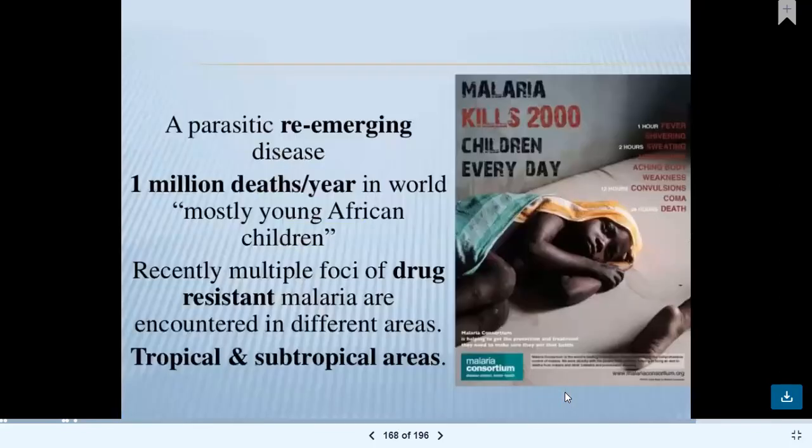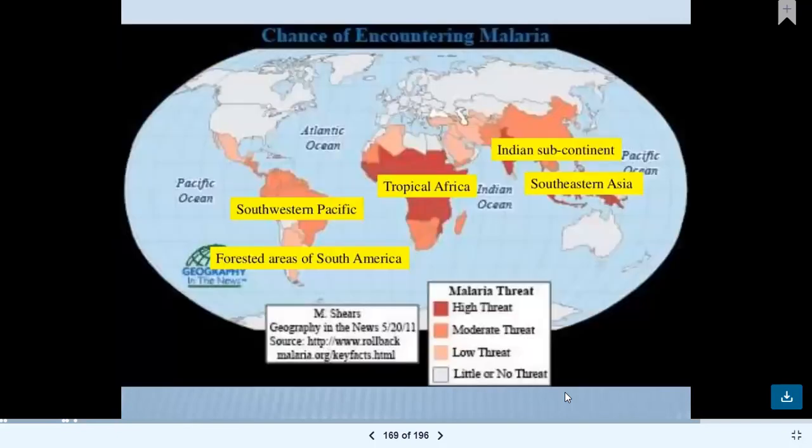Okay. So what is malaria? Malaria is a disease caused by a parasite, a parasitic re-emerged disease. As per the World Health Organization report, malaria kills about 2,000 children every day. Okay, so 1 million deaths per year in the world, mostly young African people. Recently, multiple foci of drug-resistant malaria are encountered in different tropical and subtropical areas.